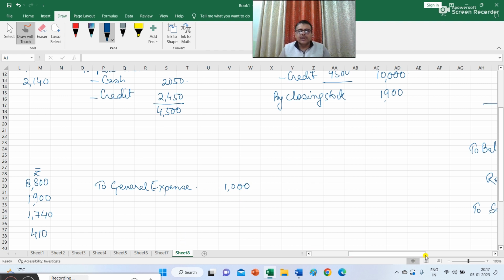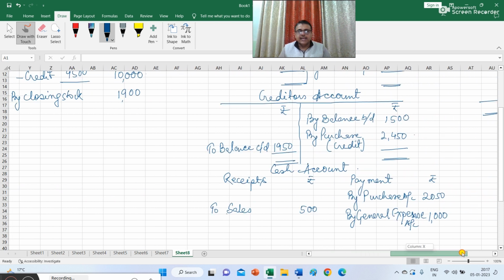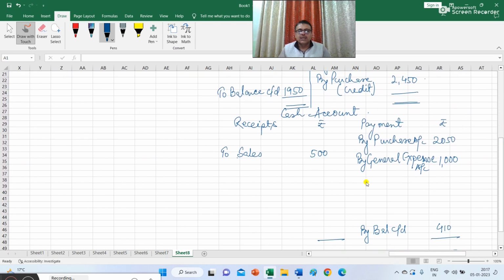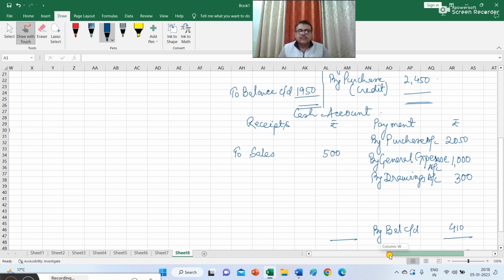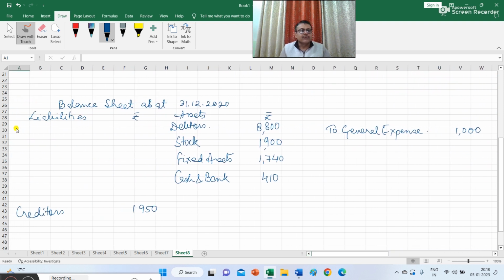So journal entry is drawing account debit to cash. So in cash account, I have to record by drawings 300, and in the closing balance sheet, I have to record as opening capital. I will find out the opening capital, and then just below it I am writing drawing rupees 300.